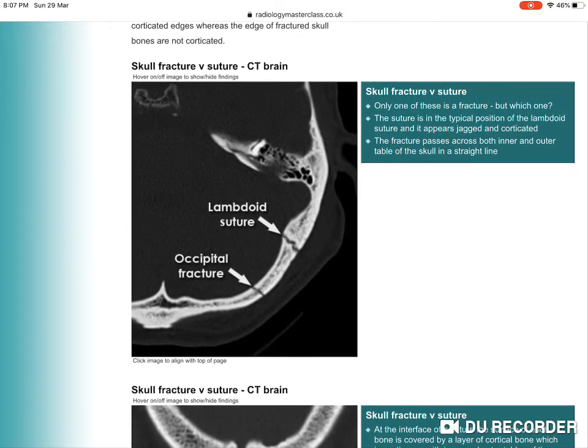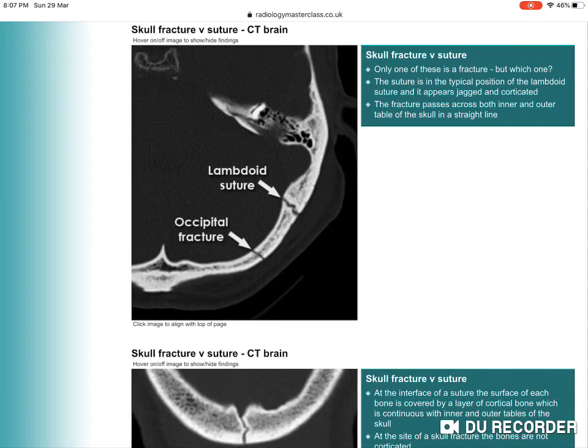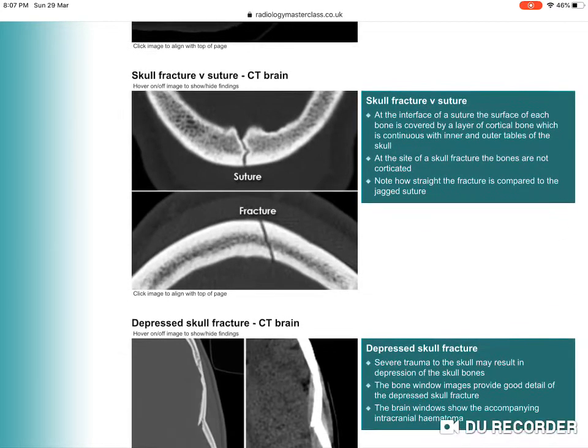Skull fracture versus a suture. Only one of these is a fracture, but which one? The suture is in the typical position of the lambdoid suture and it appears jagged and corrugated. The fracture passes across both inner and outer table of the skull in a straight line.